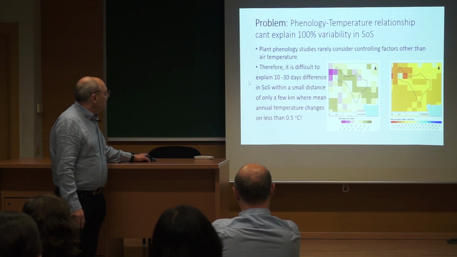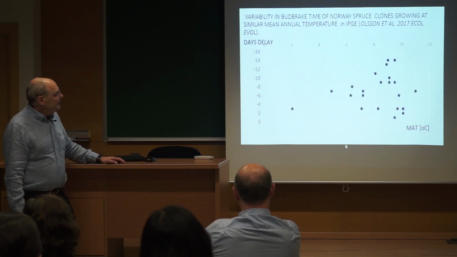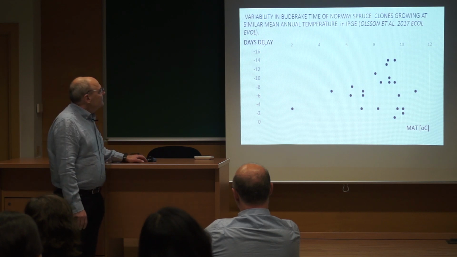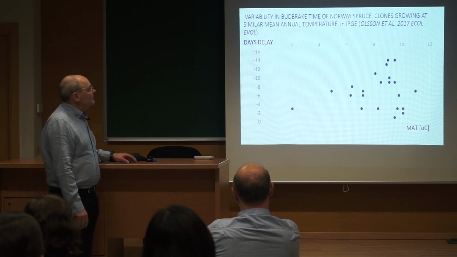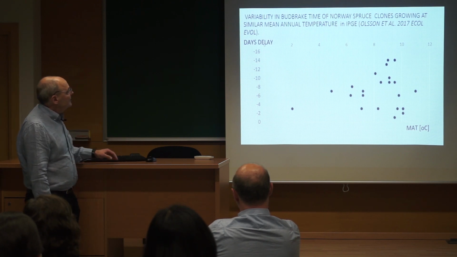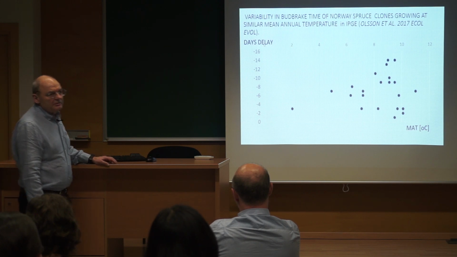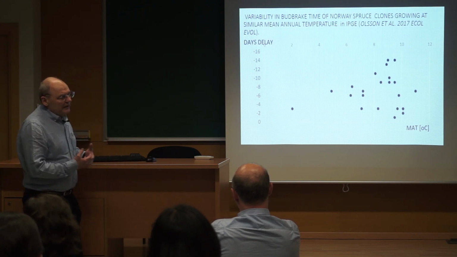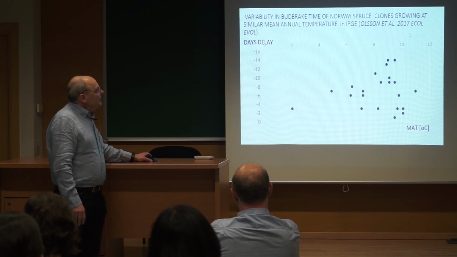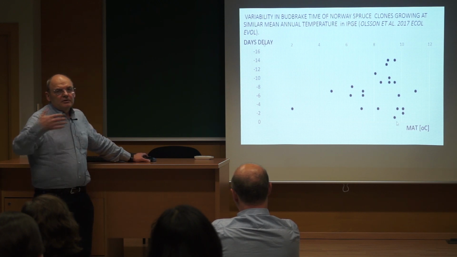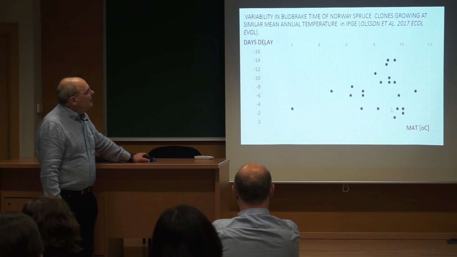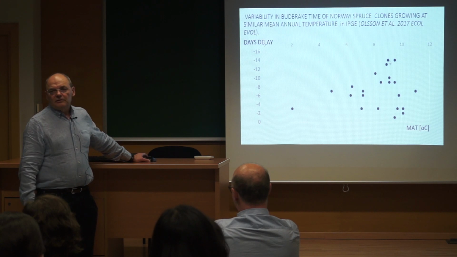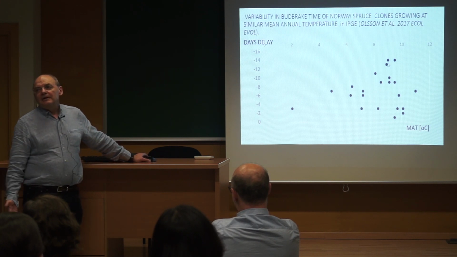So this problem really exists at different levels. If you look at the phenology of clones of the same species. So here is the data for Norway spruce clones growing at this International Phenological Gardens experiment. And for clones growing at the same mean annual temperature, the difference between clones which put their leaves out first and the latest could reach more than 2 weeks. Again, this is clones. So the problem really exists.